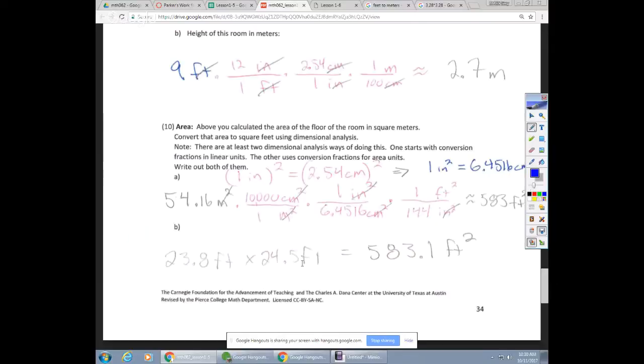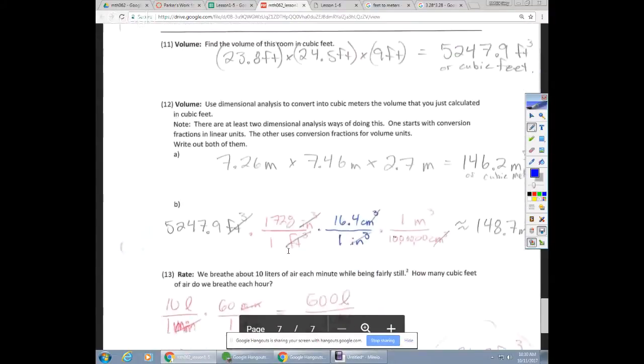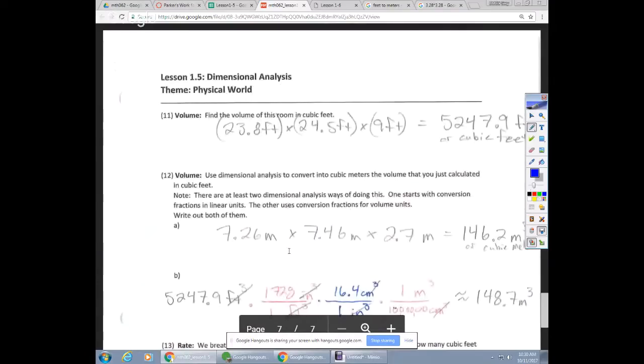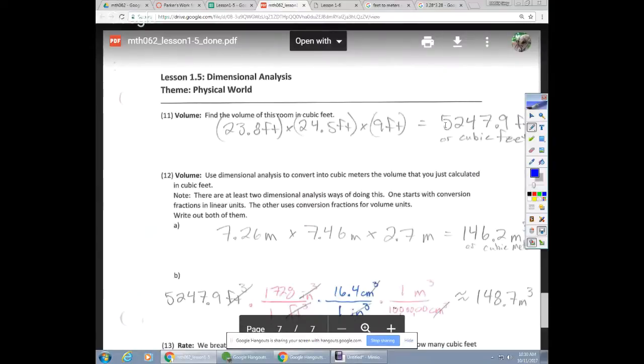So if you haven't already, I would like you to take a look at the next part, which basically does the same thing, but with volume. So based on the feet, find the volume in cubic feet. Based on the measurements we took in class of this room, I thought it was about 23.8 feet. I remember somebody telling me that. I think it was Aaron. And then somebody told me it was 24.5 wide. And then I remember Tristan said it was 9 feet tall. So I just multiplied those 3 numbers together, and I got about 5,247, 5,248 cubic feet.